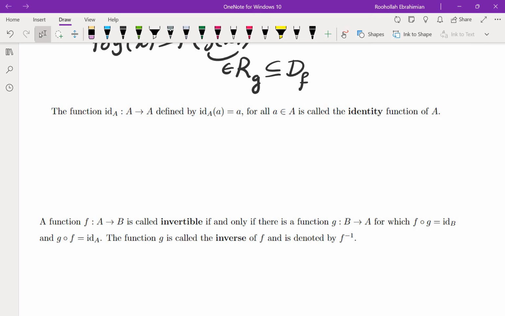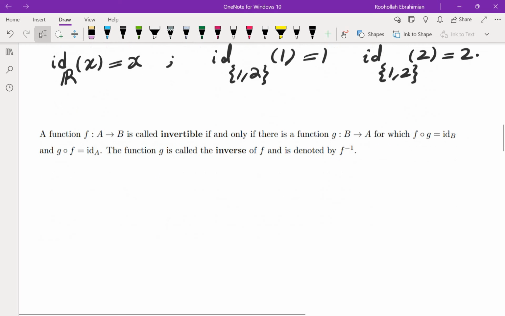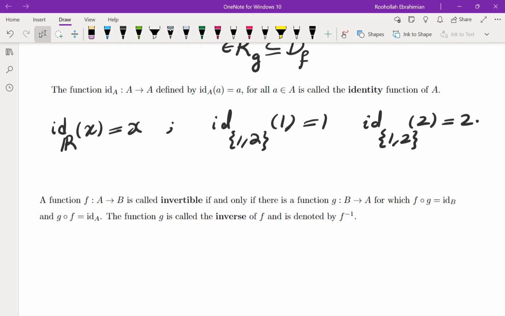Okay, so next definition is the identity. The function ID, which is called the identity function from A to A, is defined by identity of a is equal to a. So it sends every element to itself. If I take the identity of real numbers, it takes x and sends it to x. Identity of the set {1, 2} sends 1 to 1, and it also sends 2 to 2. The domain and codomain must be the same. Of course, the identity function is a bijective function, a bijection.